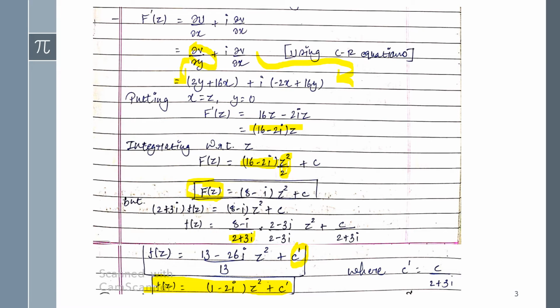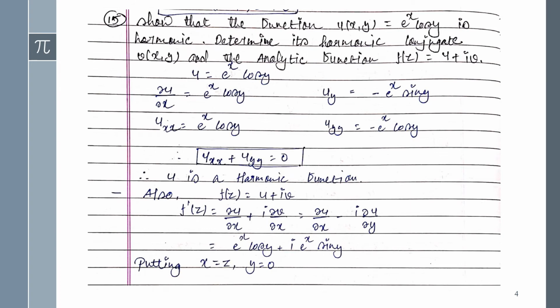So hope you all understood very nicely guys. Now one more example, and the question is given: show that the function u of x comma y equals e raised to x cos y is harmonic. So in the very first component you have to show the given function is harmonic, and to show it is harmonic, you know very well, you have to show u_xx plus u_yy equals 0. Now next, it is given: determine its harmonic conjugate v.